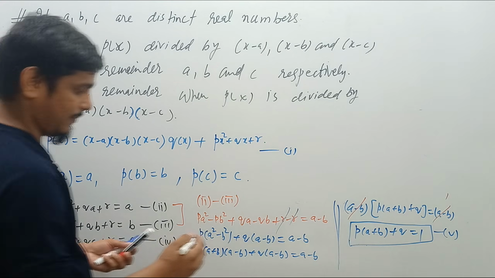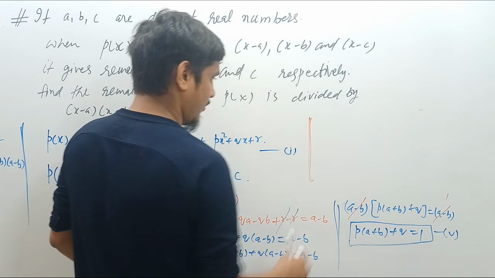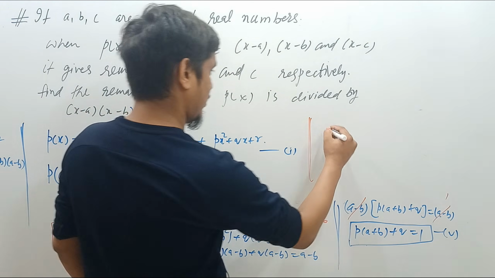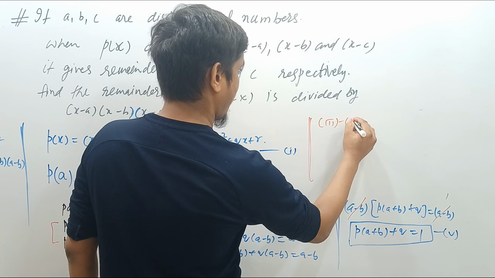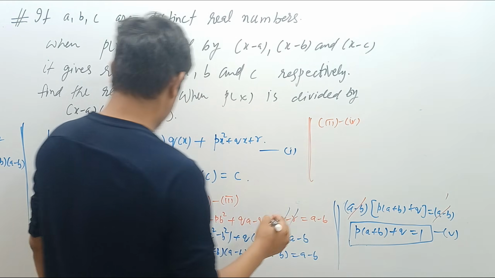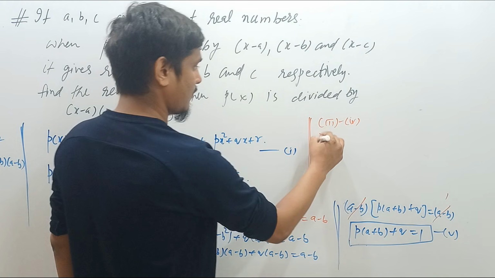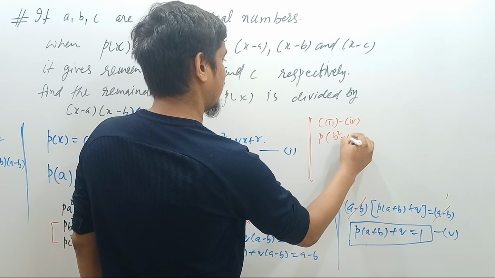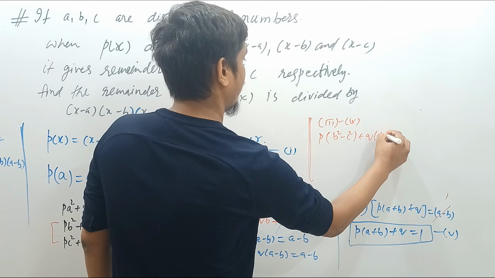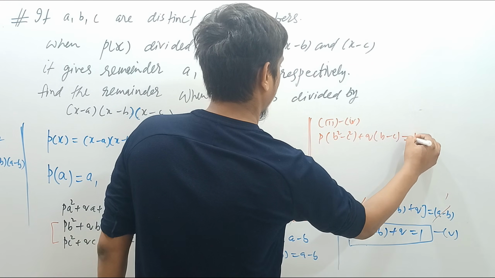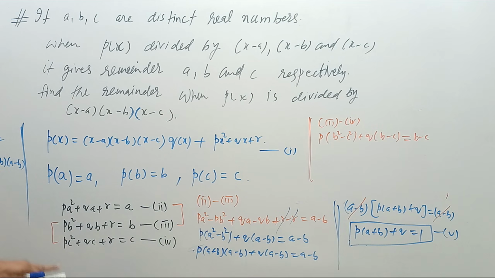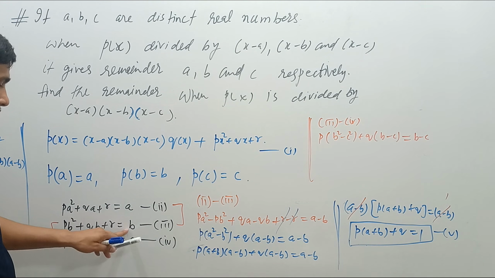So once we do this, once we do 3 minus 4, what will we get? P common, b square minus c square plus q common, b minus c is equal to b minus c. See, p b square minus p c square, p common means b square minus c square, q b minus q c, q common means b minus c, and r got cancelled, b minus c.